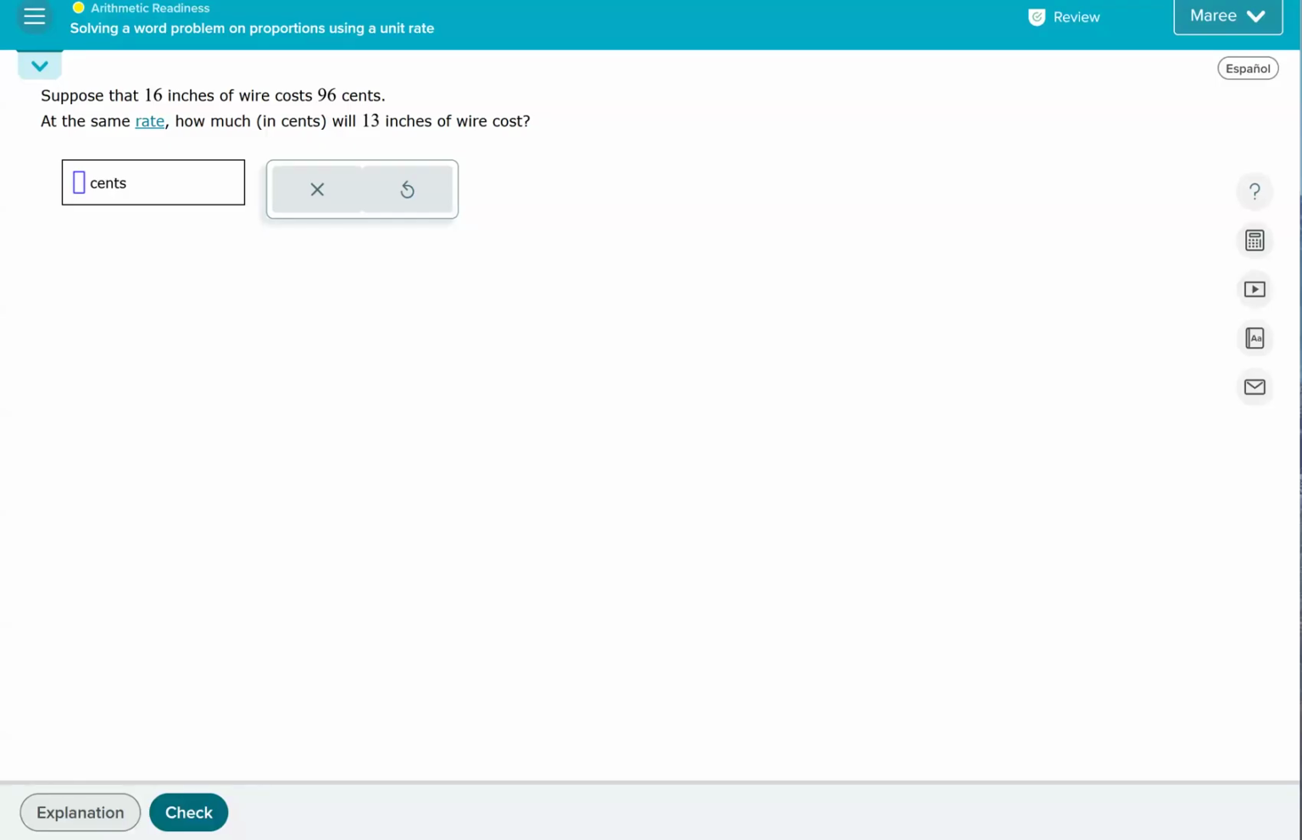Today's topic is called Solving a Word Problem on Proportions Using a Unit Rate. Now, a proportion is two fractions that are equal to each other, and a unit rate is a rate that involves one of the units just being equal to one.